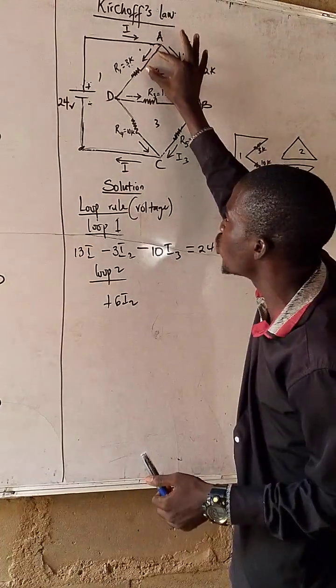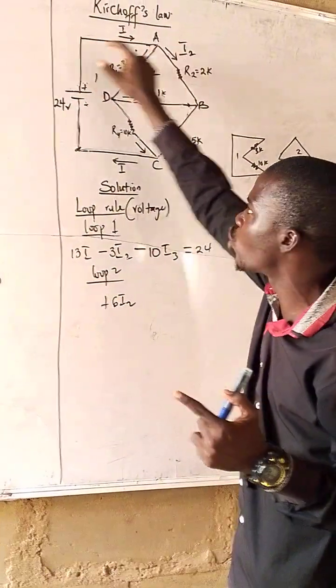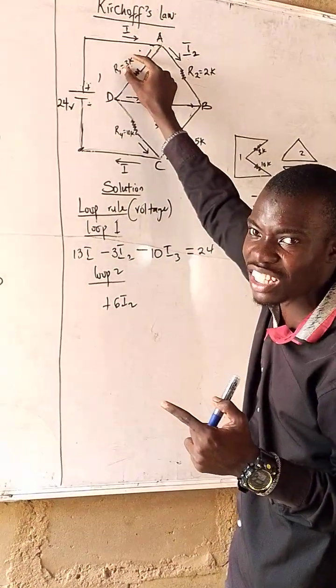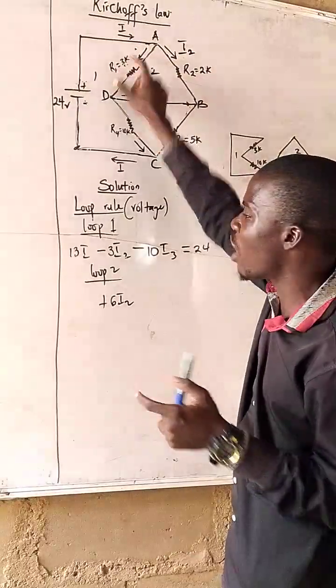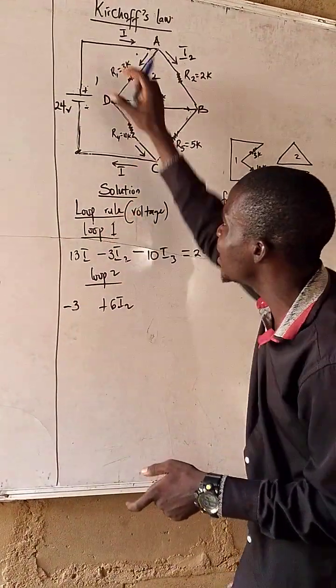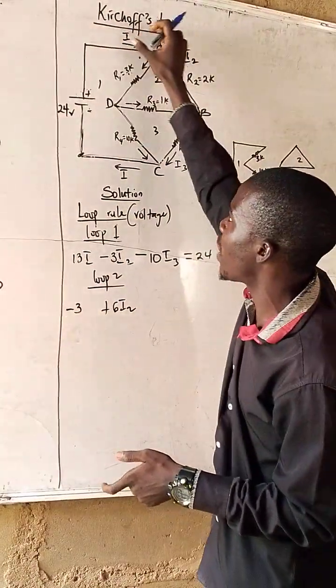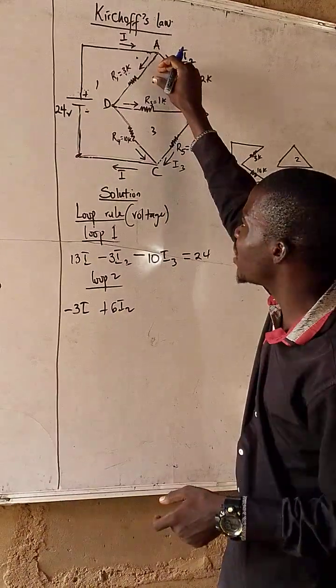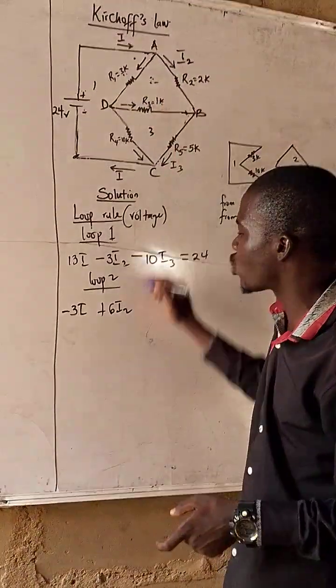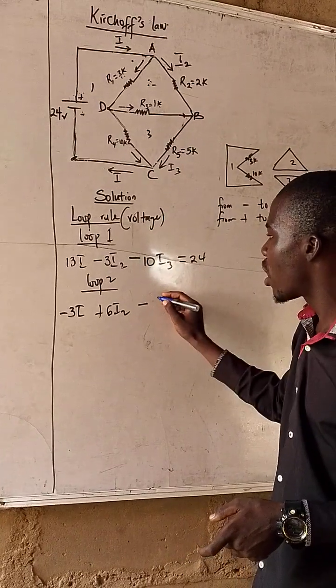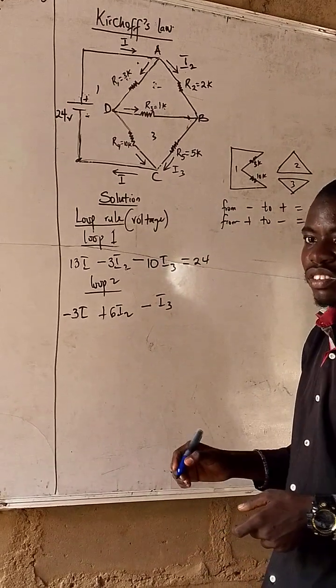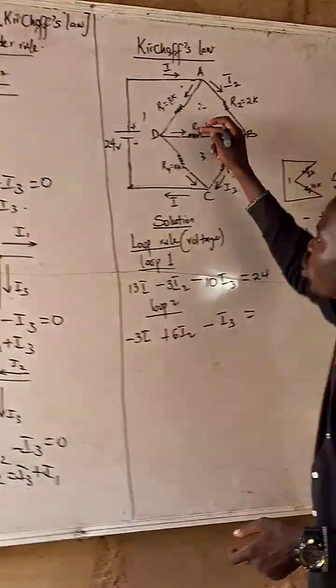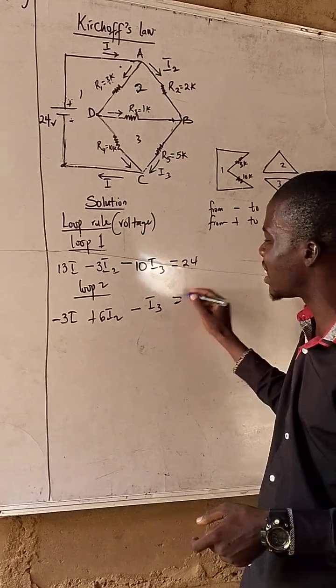Now look at loop 2. Loop 2 is sharing something with loop 1. What is it sharing? It is sharing 3K. This 3K will now be what? Minus 3. It's sharing it with I1. Minus 3I1. Then this loop 2 again is sharing something with the third loop. That's what? Minus I3. Do we get it? Equals to, this one does not have voltage at all, so equals to 0.